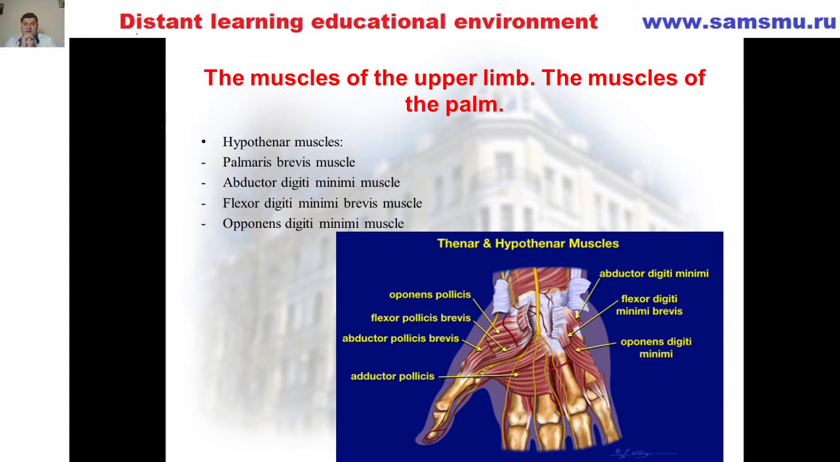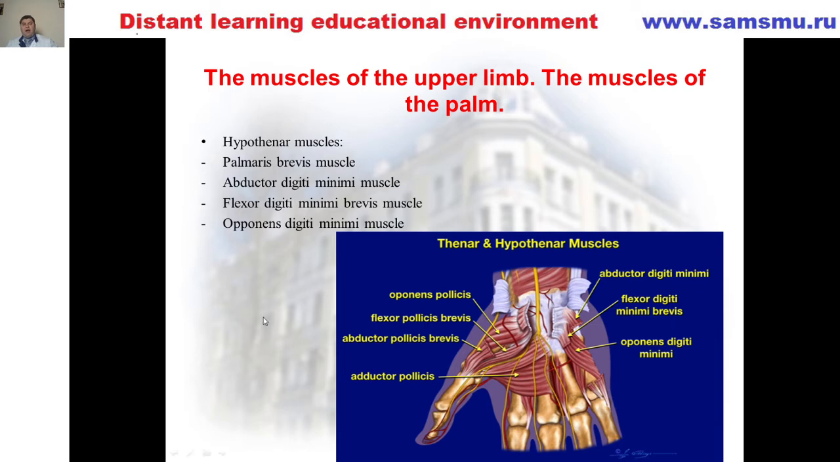The flexor digiti minimi brevis muscle is situated on the radial border of the preceding muscle. It originates from the retinaculum flexorum and the hook of the hamate bone and attaches to the base of the proximal phalanx of the little finger. So you may see part of this muscle on these pictures. The function is to flex the proximal phalanx of the little finger.